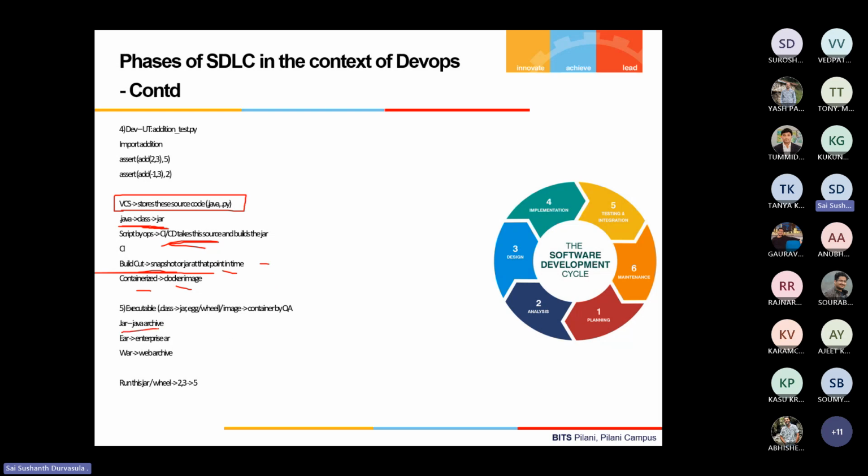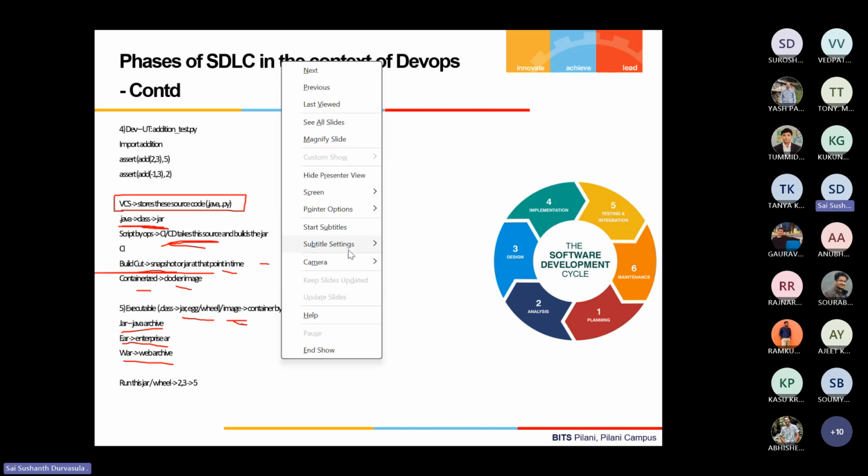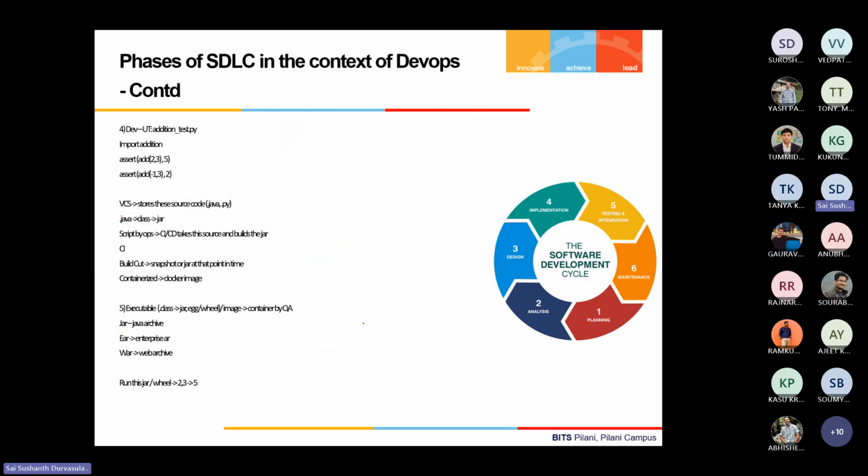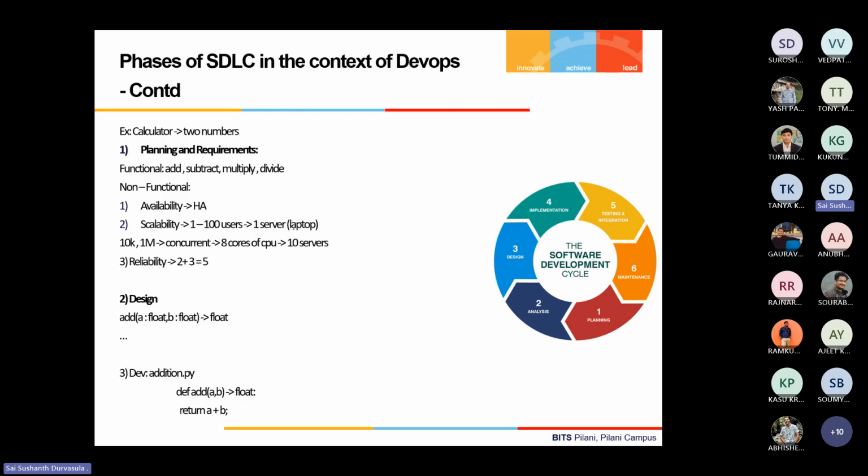Yeah, so jar for Java archive, EAR for enterprise archive, WAR for web archive, and so on. And in case of Python, it is either an egg file or a wheel file, or an image in case it's containerized, and so on. So this is the typical process, and this example, I'm hoping, makes the concepts more concrete.